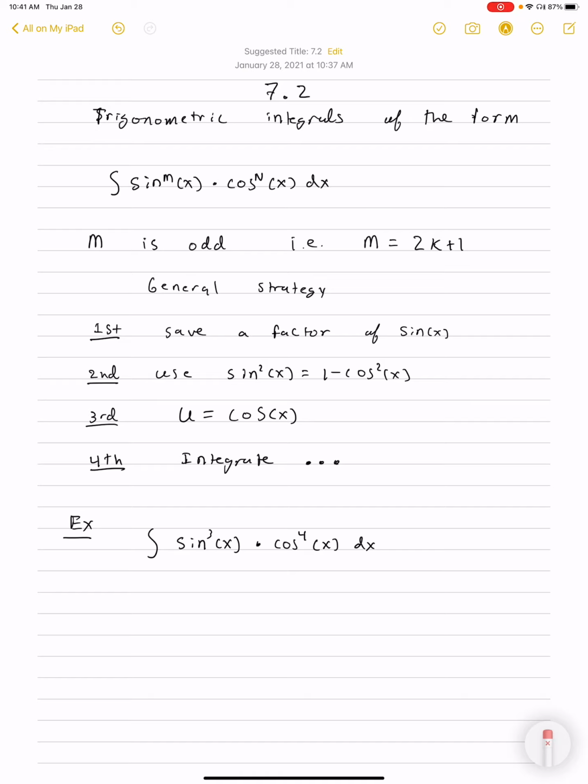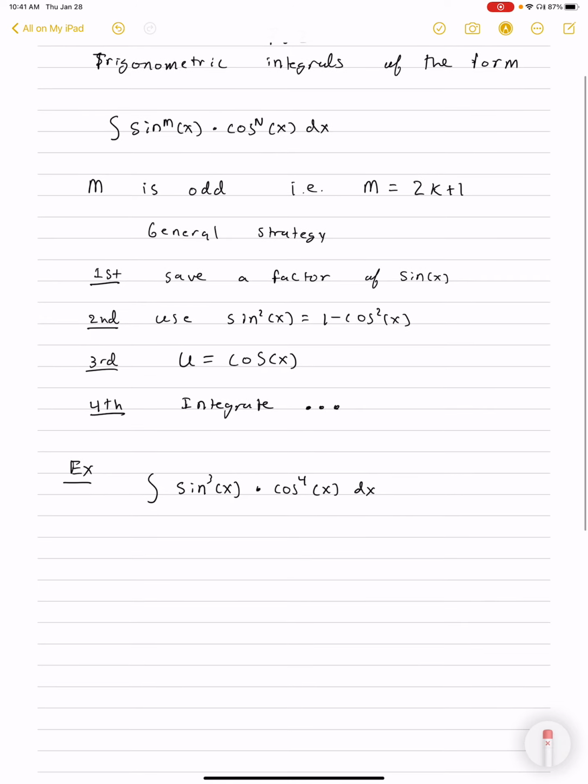And when the power of the sine is odd, our general strategy is going to be first to save one factor of sine of x. Then use the trigonometric identity that sine squared is 1 minus cosine squared of x. And then we perform our u substitution on our integral. U is equal to cosine of x. Our integral will be left only in terms of u, so we just integrate that.